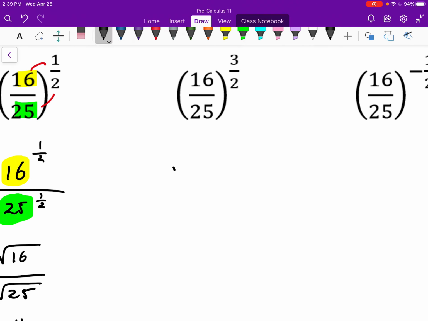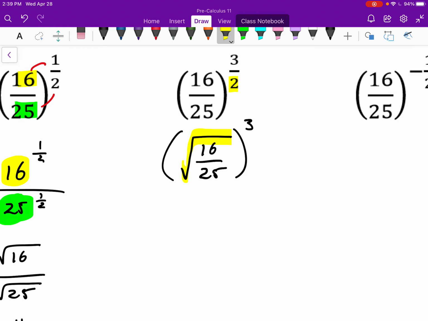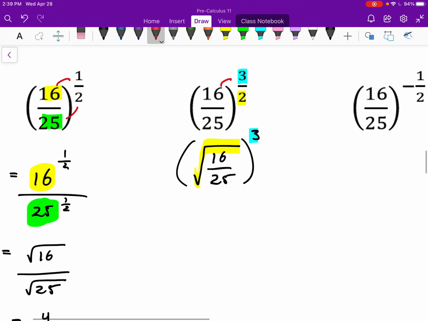Let me look at it as the square root of 16 over 25, all to the power of 3. So, a power of 1/2 means a square root. The numerator of 3 is a power of 3. Now again, you may not like this. I mean, another thing you could do is immediately write all of this to the power of 3/2. And again, there's nothing wrong with that. I want to try to illustrate different ways of looking at this.